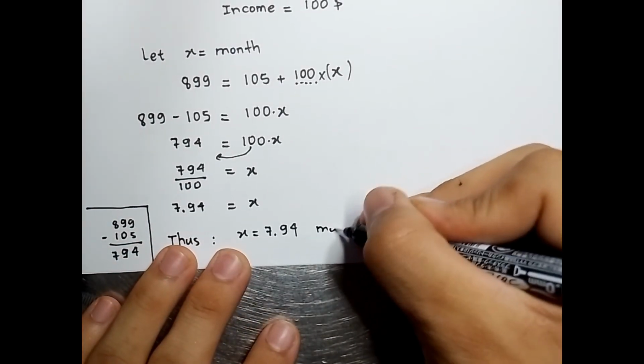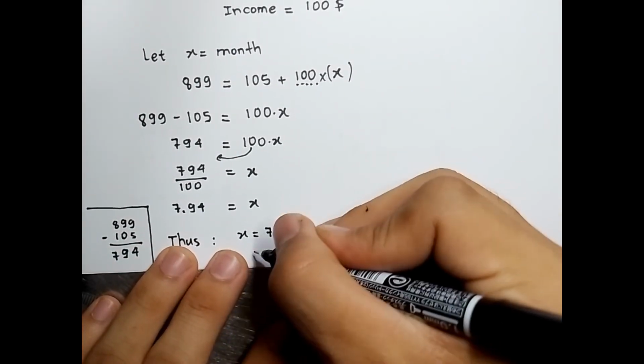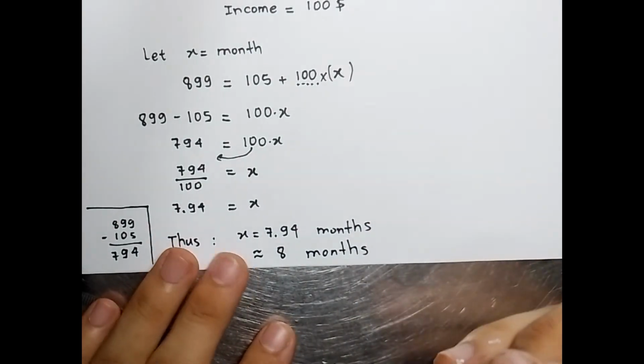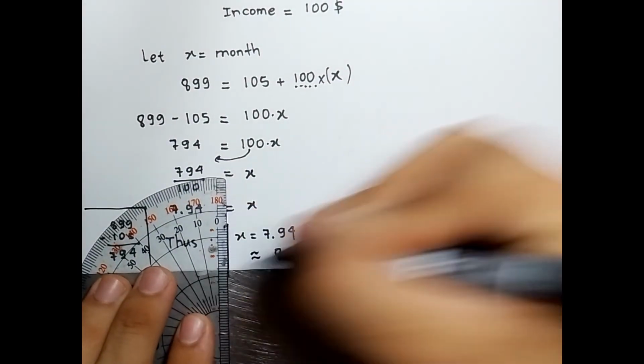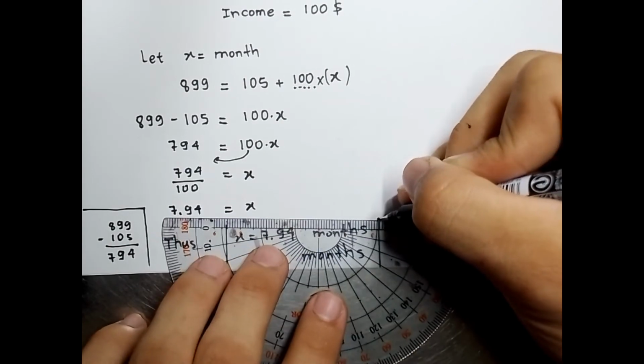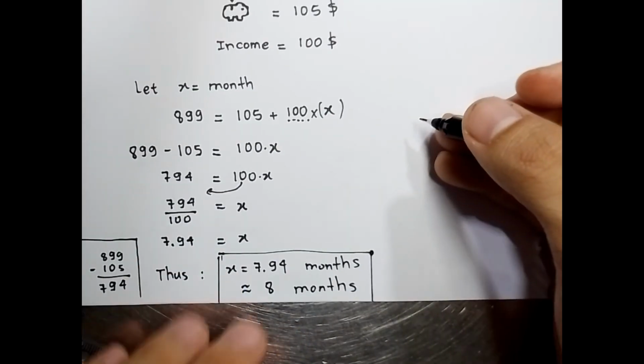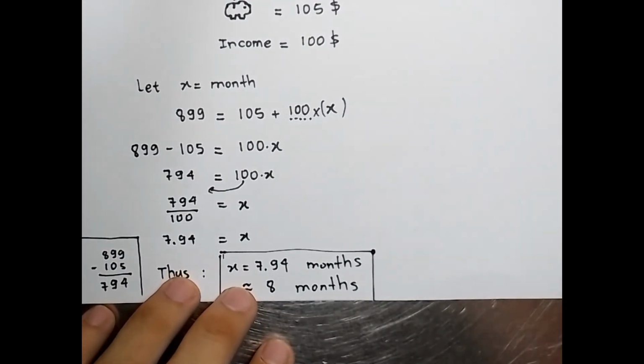Okay, that does not make any sense. I'm going to say it's around 8 months. You have to work at least 8 months to earn enough money to buy a phone. It is impossible to work only 7.94 months. No one is going to pay you like that.